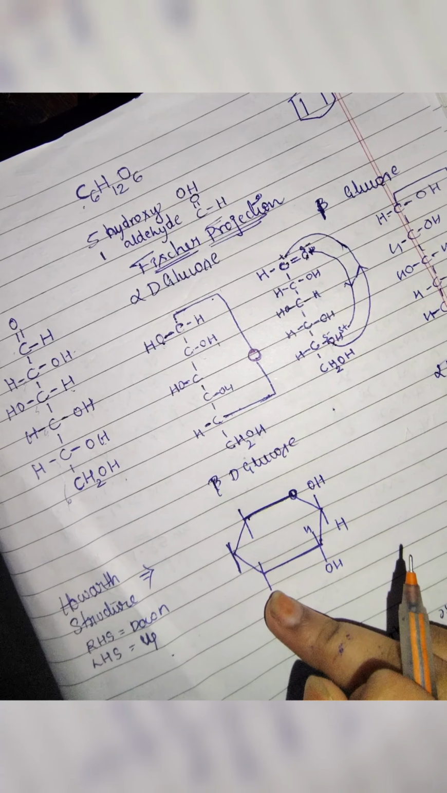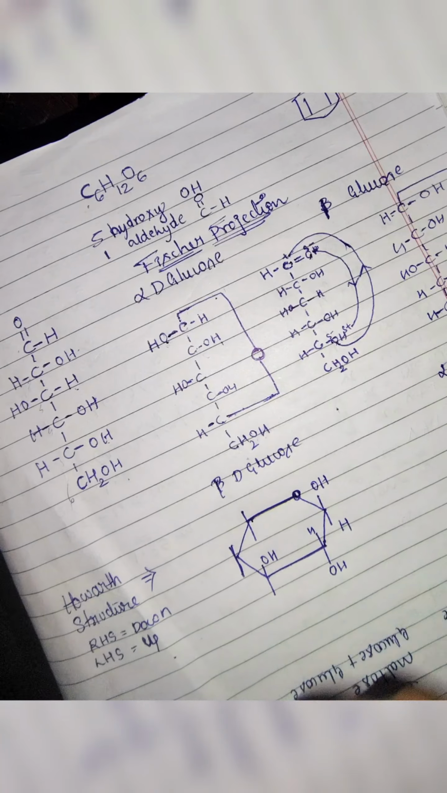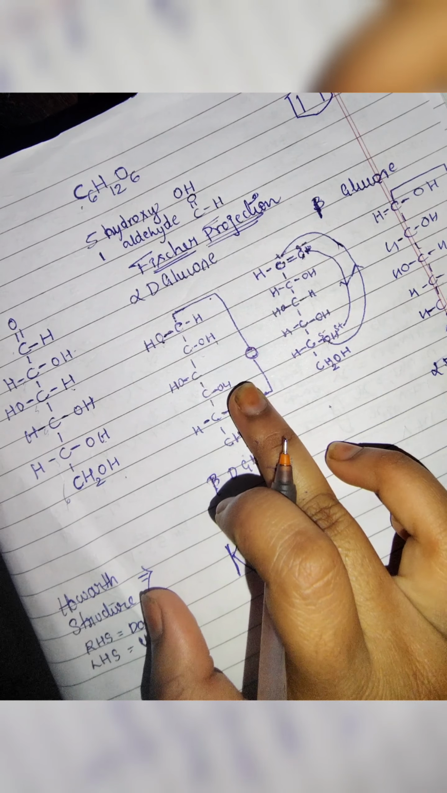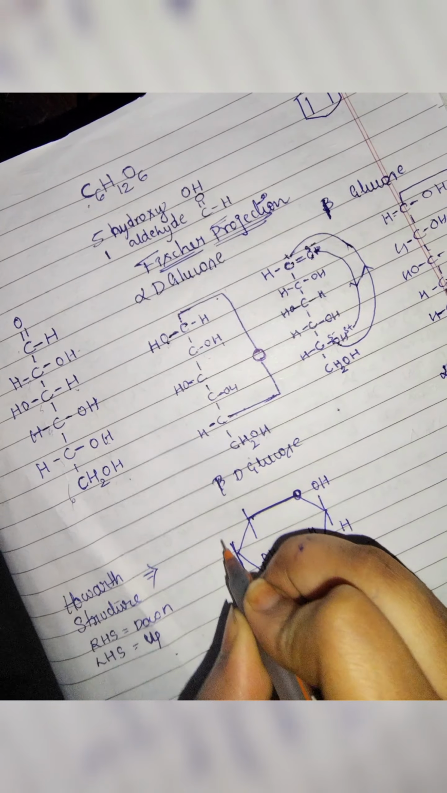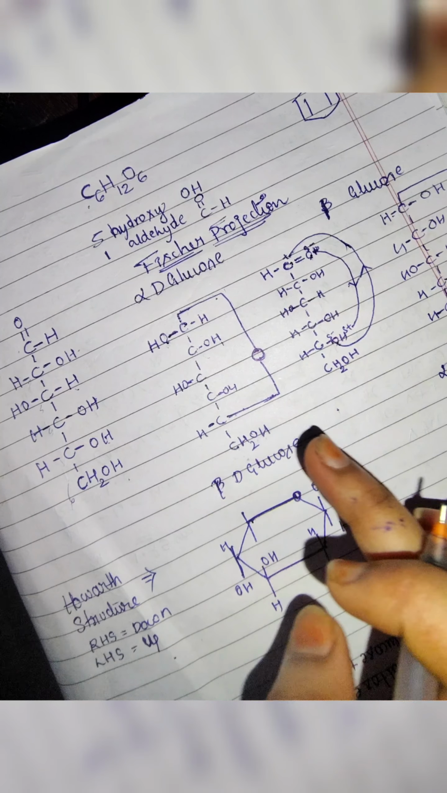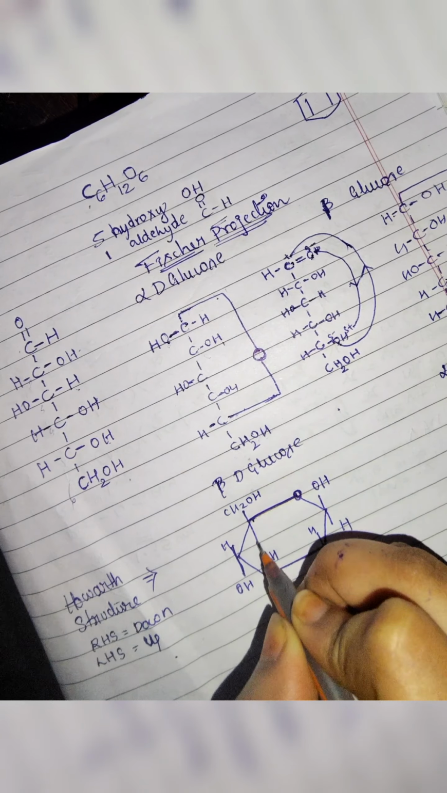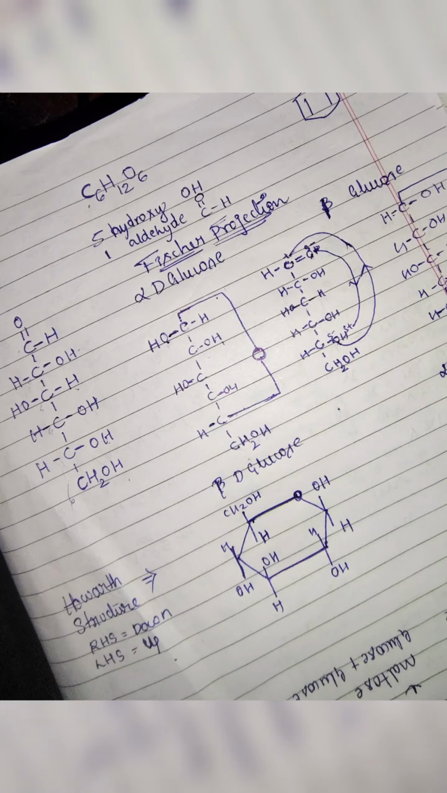The third carbon atom, always it will be present on the left side, so you have to write it upwards, and the downside is hydrogen. Next, on the fourth carbon atom we have the OH on the right side. Right side means you have to write it downwards, and the remaining is hydrogen. The last carbon atom, obviously you will write CH2OH upwards, and then hydrogen downwards. So this is how you have to write the things.